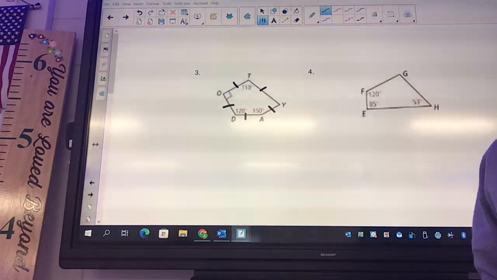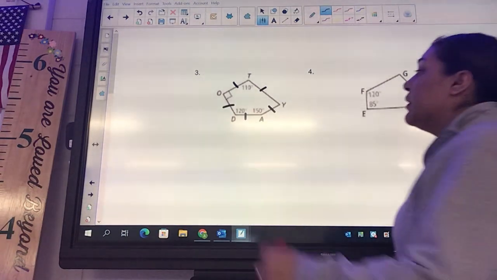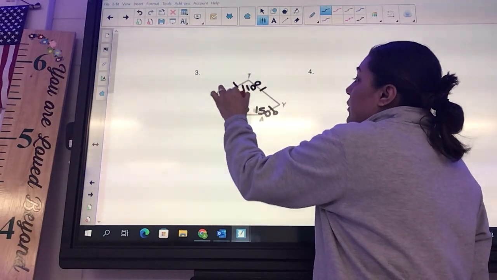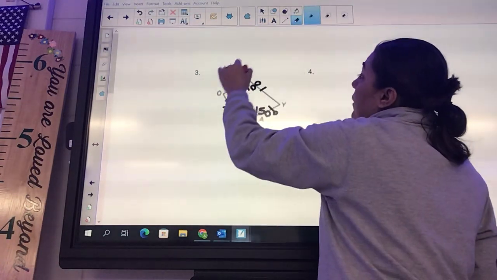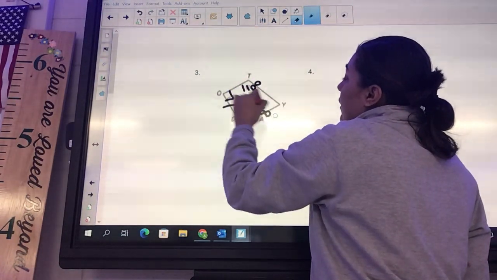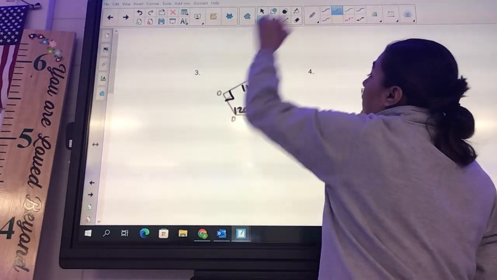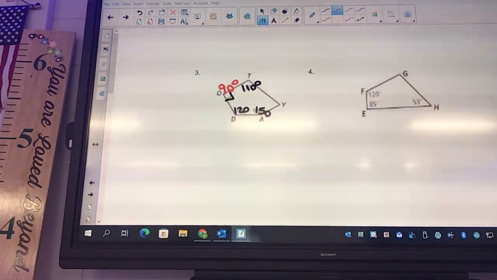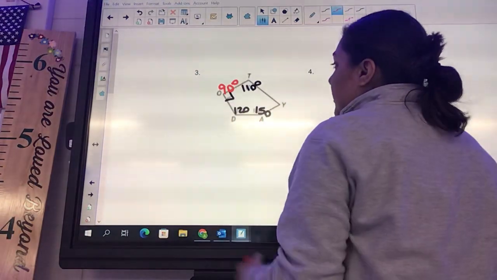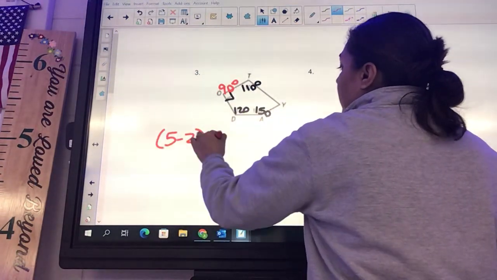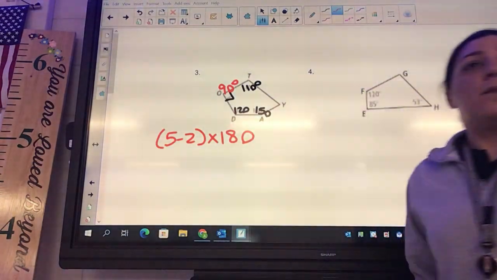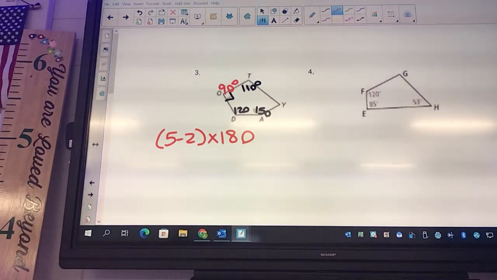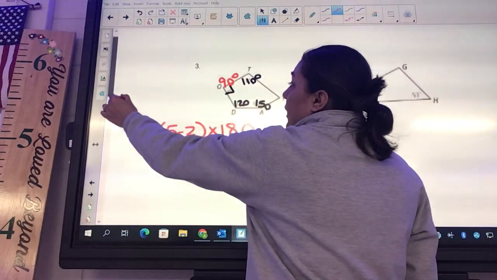A lot of the numbers are not readable on our paper. Mine says 120, 150 degrees, 110, and then there's a square. So it's 90. Why is it 90? It's a right angle. There's 5 sides, 1, 2, 3, 4, 5 sides. So really it's 5 minus 2 times 180. What did you get for that? 540. Okay, so now here's the cheater way.